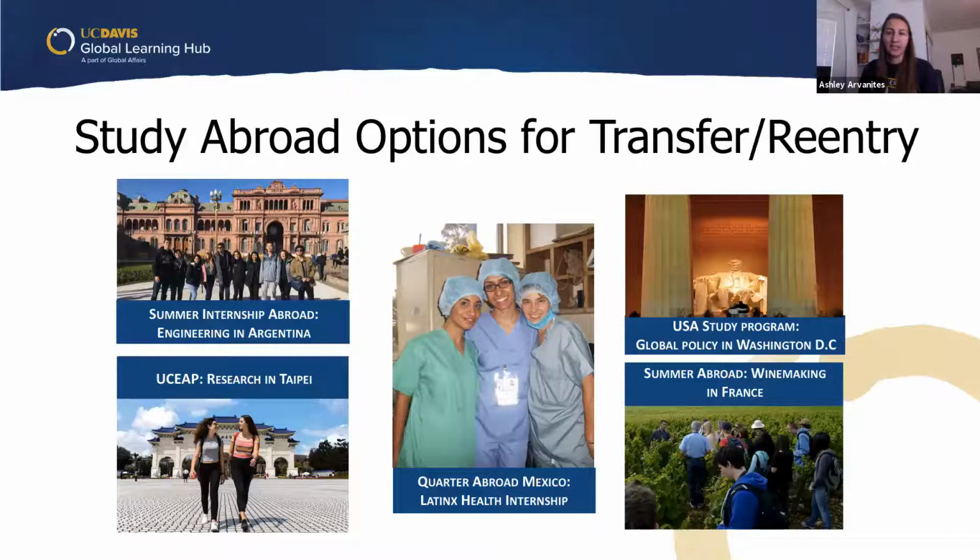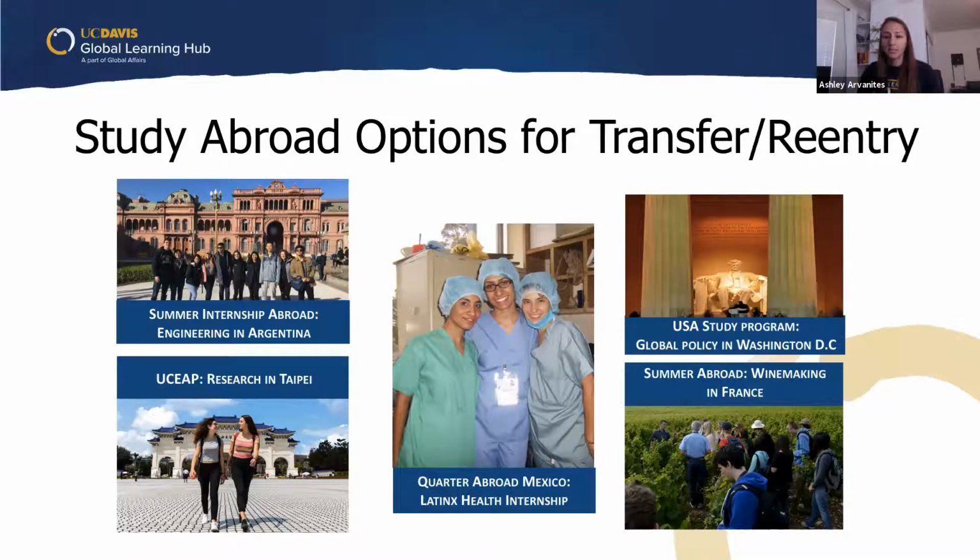at UC Davis, and I'm going to be talking about the variety of different options that are available for transfer and reentry students. The examples that I'm going to give here are from a variety of majors and interests, but the ones that I've listed are specifically from the UC Davis Global Learning Hub. These programs through UC Davis are open to all UC students, but I encourage you to look into the programs that are offered through your campus as well, as there may be additional opportunities and different types of programs.